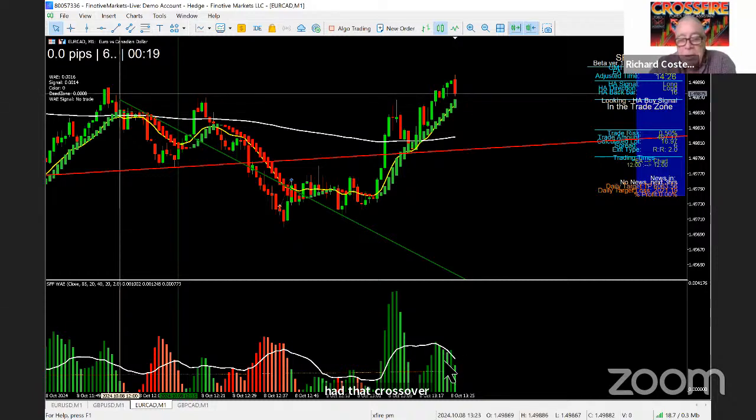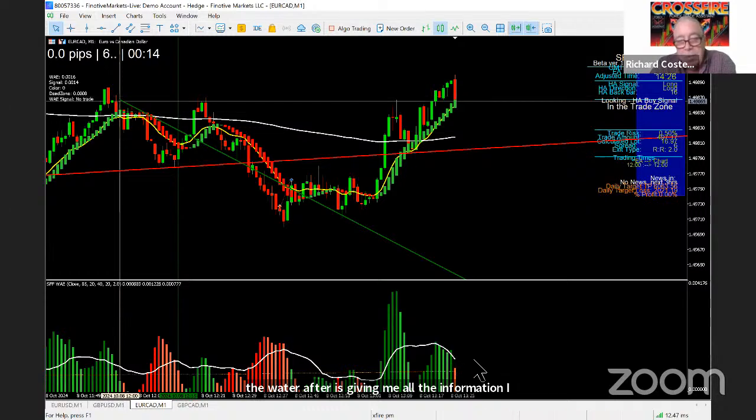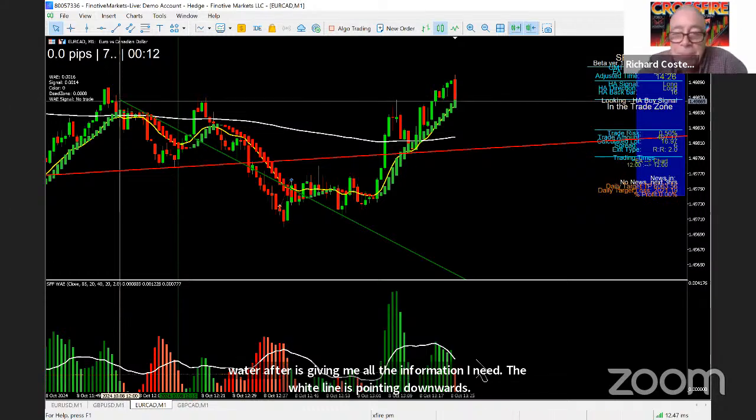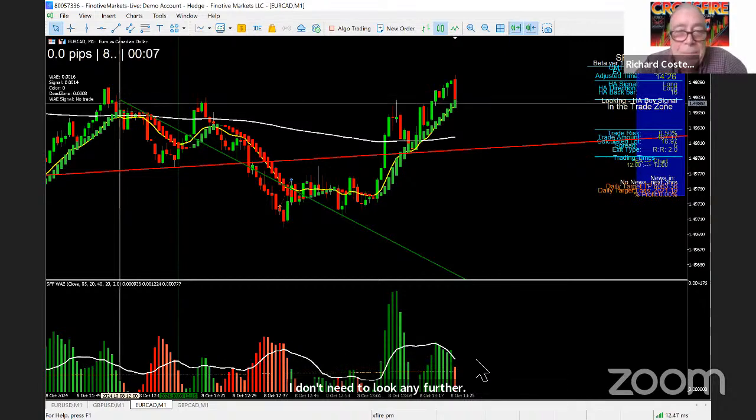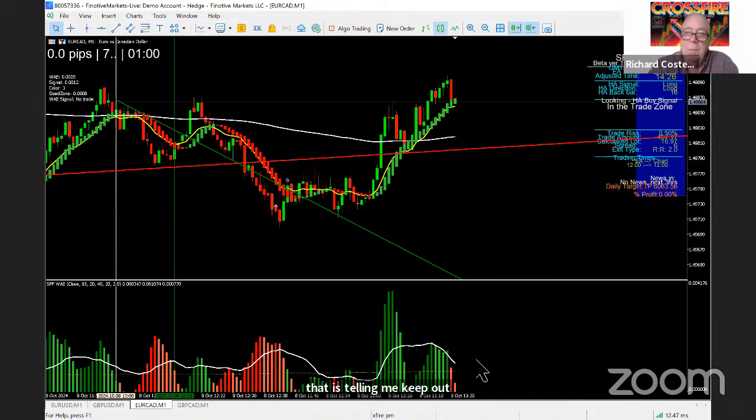The Wada Atta is giving me all the information I need. The white line is pointing downwards. I don't need to look any further. That is telling me keep out. So the trading assistant is thinking, well, I know it doesn't think, but the logic is my logic, and my logic is keep out of that trade. Even though three of the four ducks are lined up, I'm not going to get into it. I can wait another day.